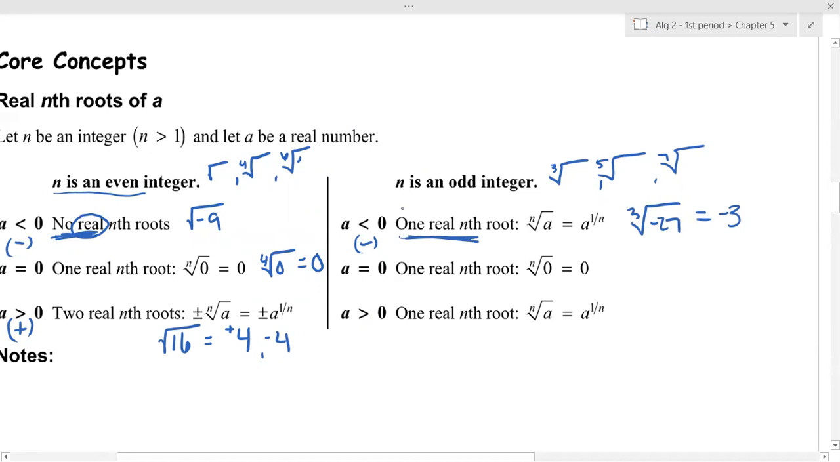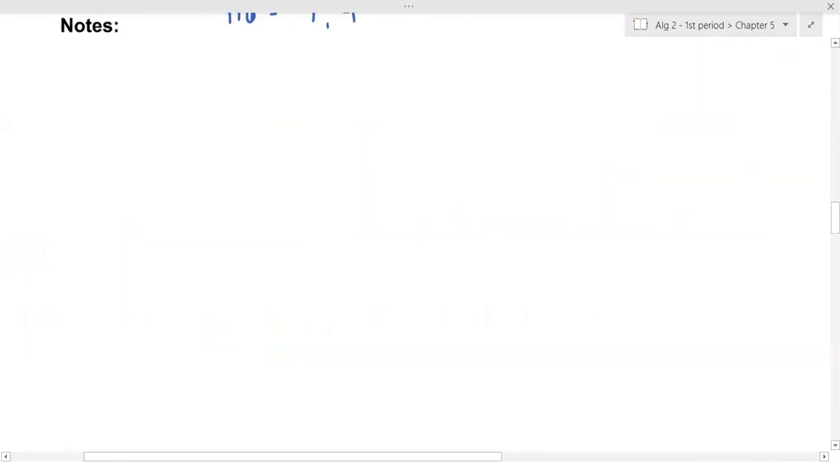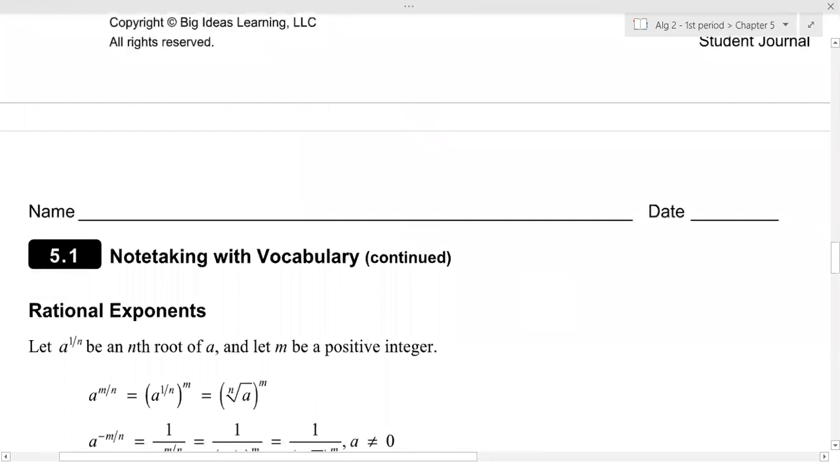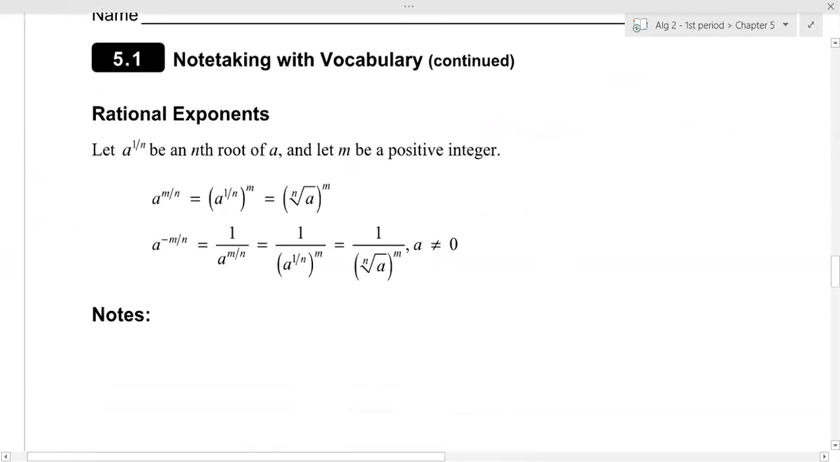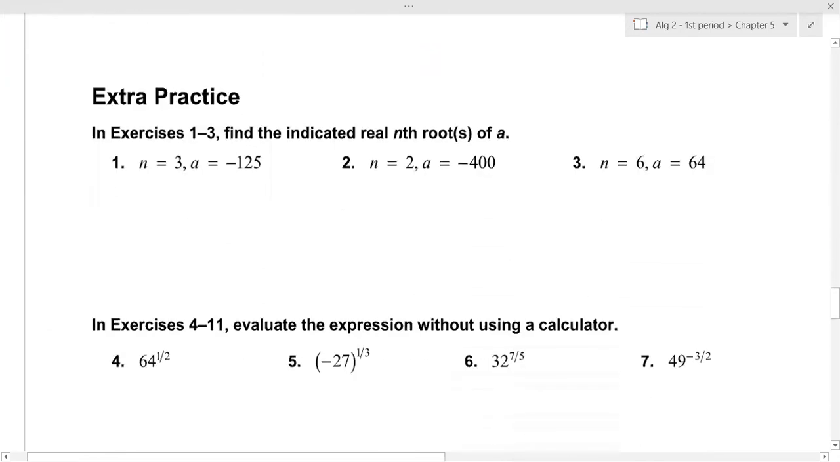If you notice here, all of these are one real solution. So anytime you have the odd index, you can always think, oh, okay, I know I'm going to have one real solution. You just have to be able to find it. And then obviously the cube root of 0 is 0. And the last one would be something like the cube root of positive 27, and that would obviously be positive 3. So really the positive and negative on the even is the biggest thing, and the reason why we're doing that. So let's run down to the extra practice.